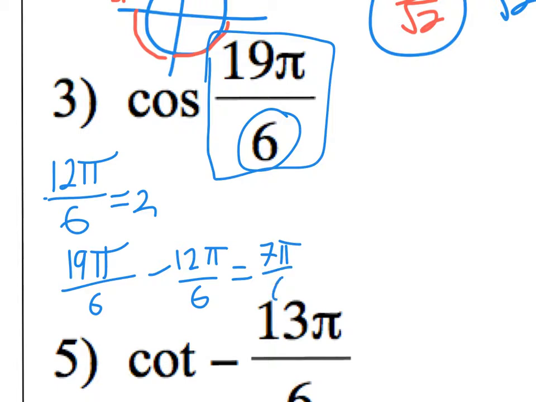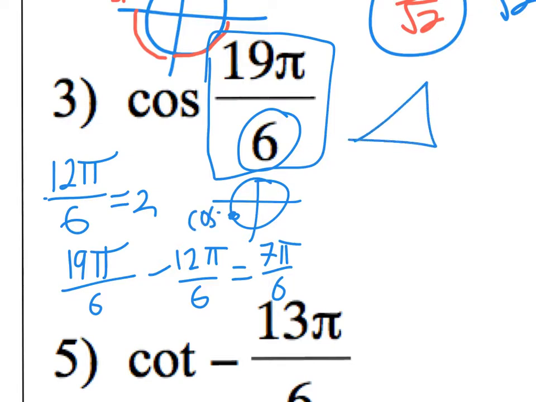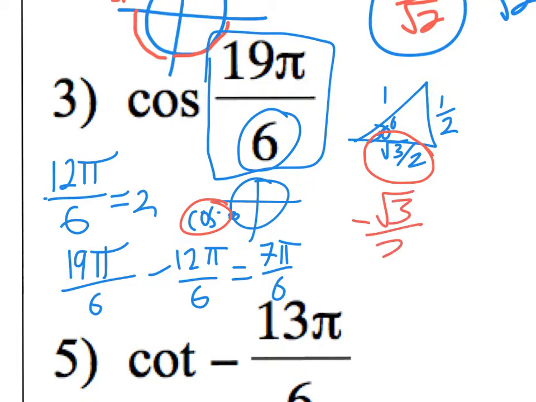7 pi over 6. And that's going to be down here, where cosine is negative. I know this is going to be a 30 reference angle because of the pi over 6 part. So we've got a half, root 3 over 2, and 1. And cosine is going to be our adjacent side divided by 1. In this quadrant, it's negative, so we got negative root 3 over 2.